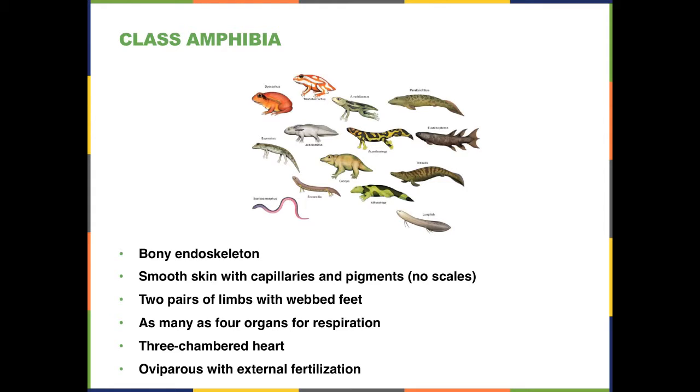They have 2 pairs of limbs, thus 4 limbs, and these have, in most cases, webbed feet, but not in all cases. They have as many as 4 organs for respiration. So in addition, they can have gills, they can have lungs, they can respire through their skin. They have various other ways of respiring. They have a 3-chambered heart, which we will go over in some detail. And like the fish, they are oviparous. So they lay their eggs, and the young are then hatched outside the body.